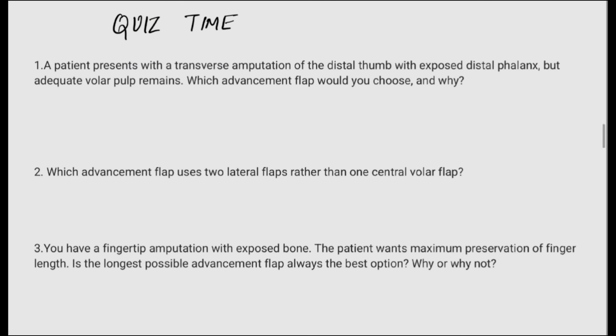Now let's solve some questions. A patient presents with transverse amputation of the distal thumb and exposed distal phalanx, but adequate volar pulp remains. Which advancement flap would you choose? We will use Moberg flap, because Moberg flap provides complete sensate skin, and sensate skin is very important in case of thumb.